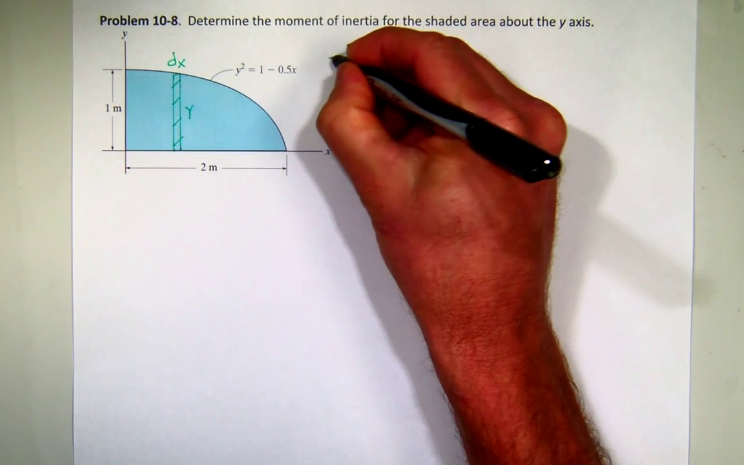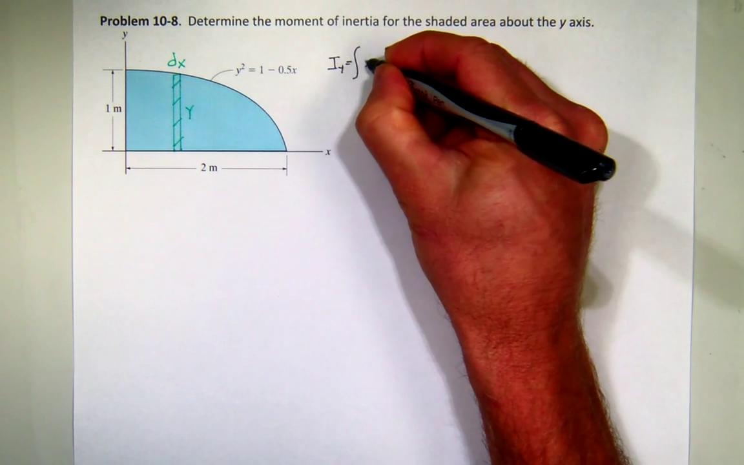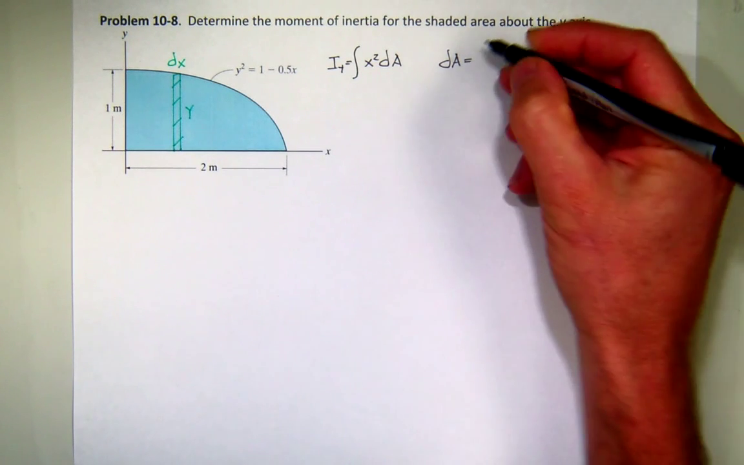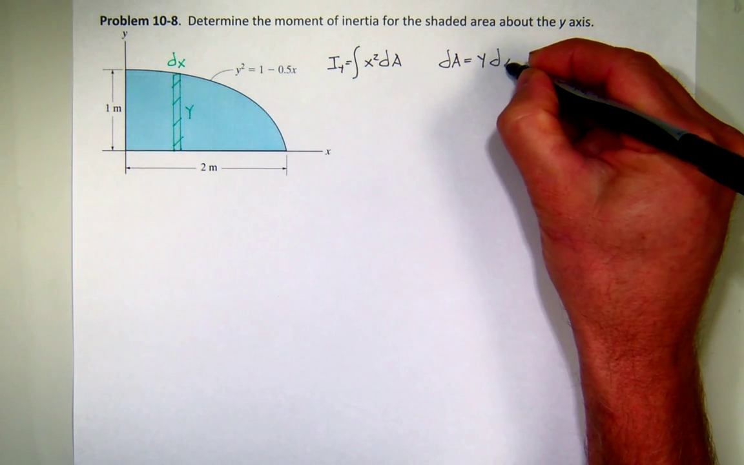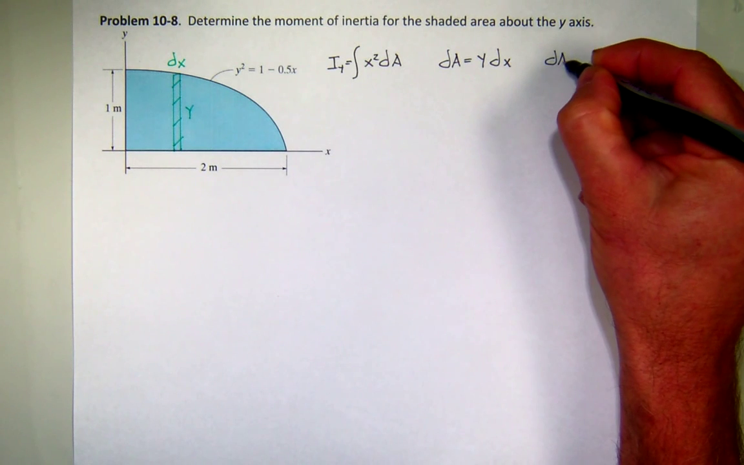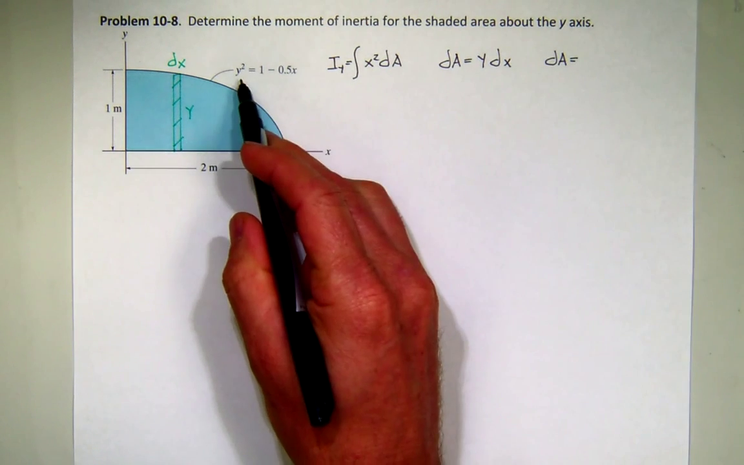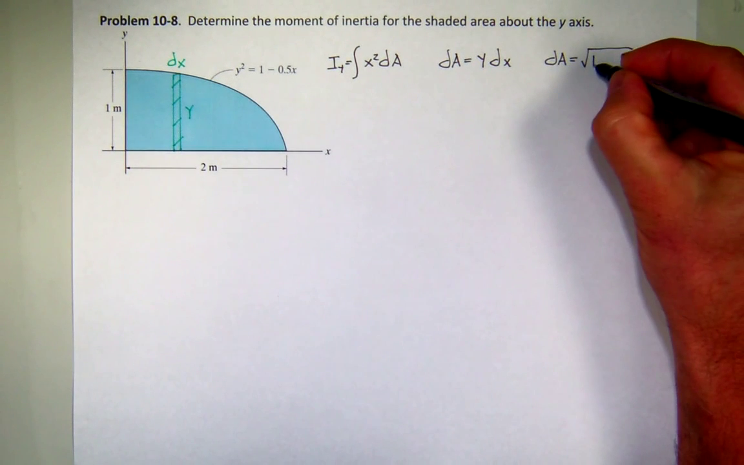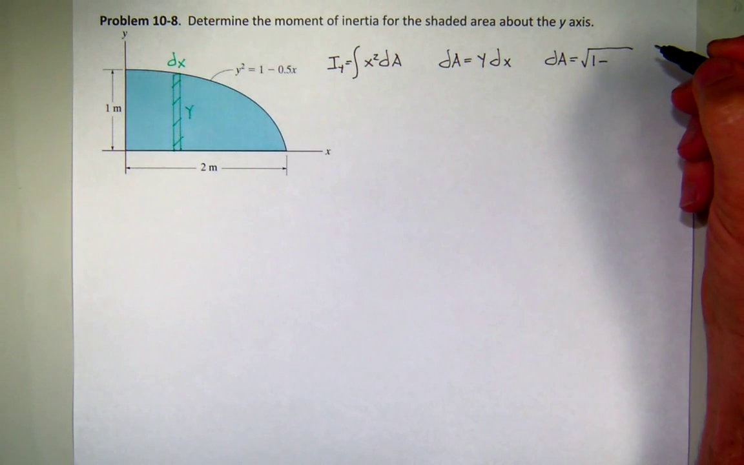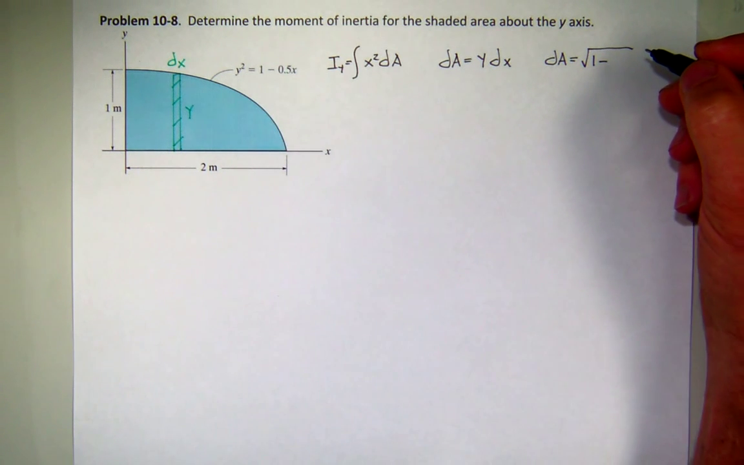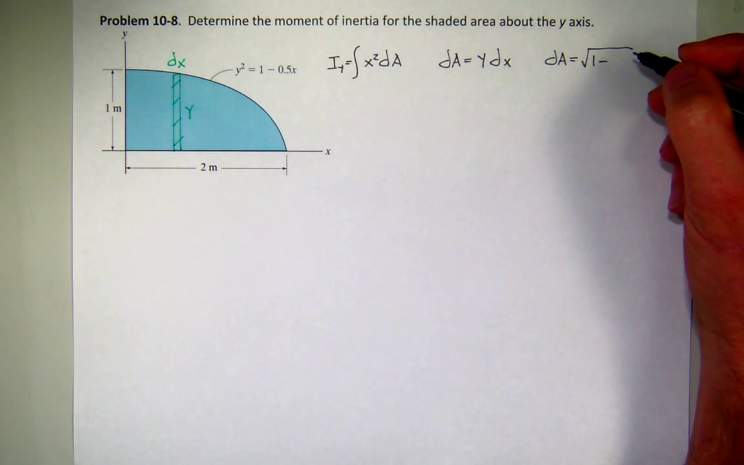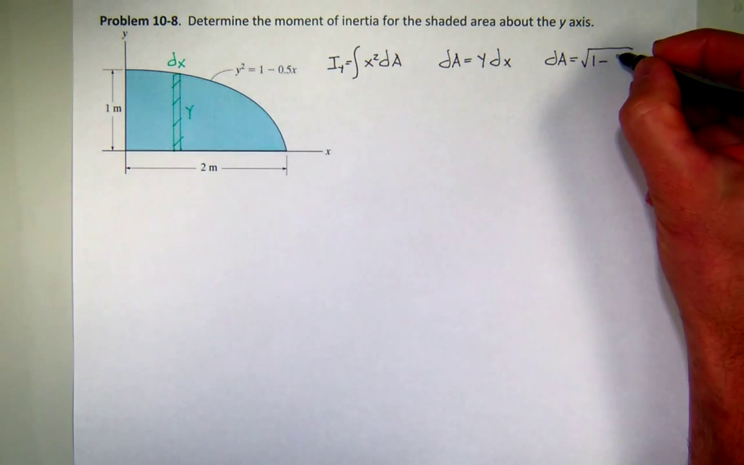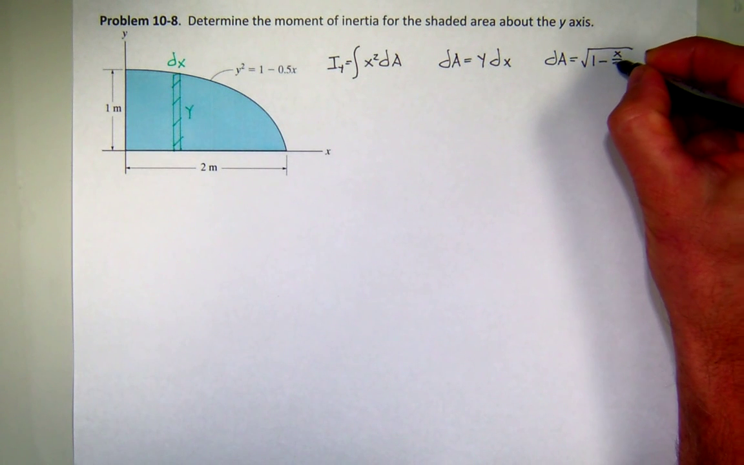So again, the definition is x squared dA, and dA would be y dx. And what is y as a function of x? Square root of 1 minus... what did I write? I got confused here for a second. So I'm going to write y as the square root of 1 minus x over 2, right? That's the way I'll do it.